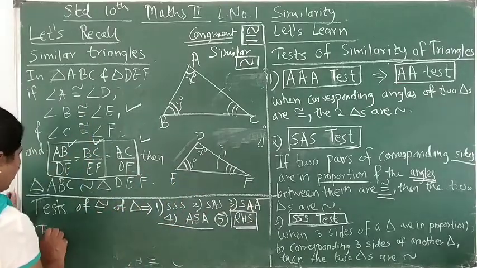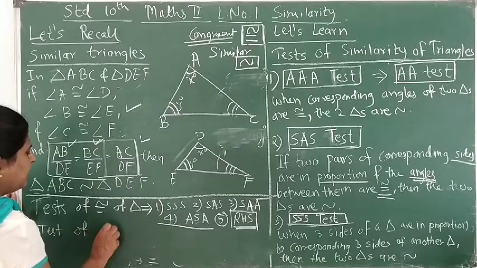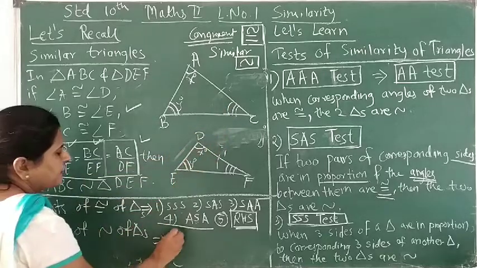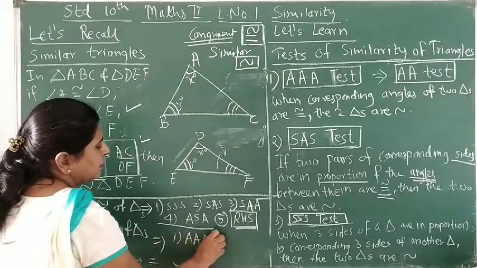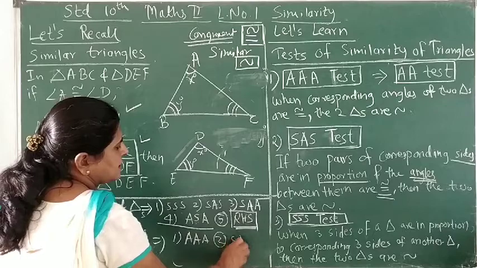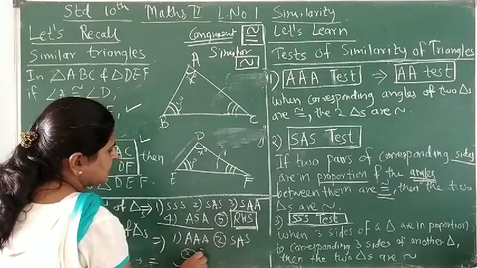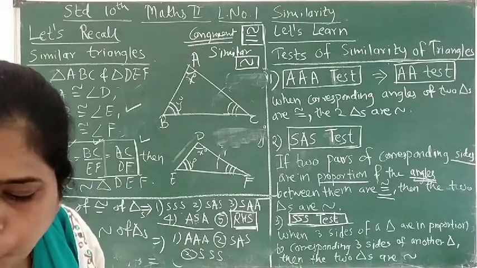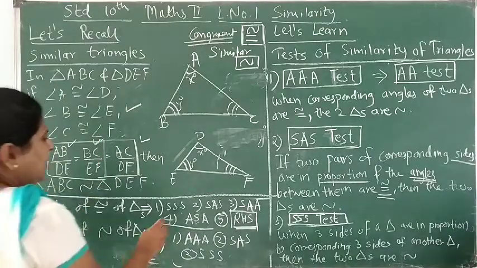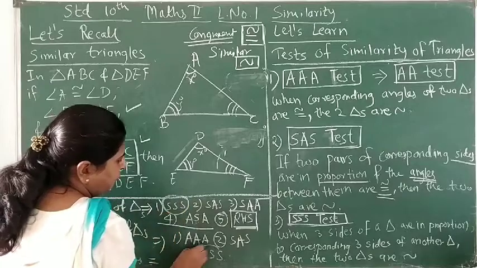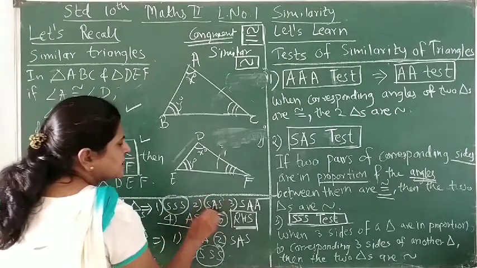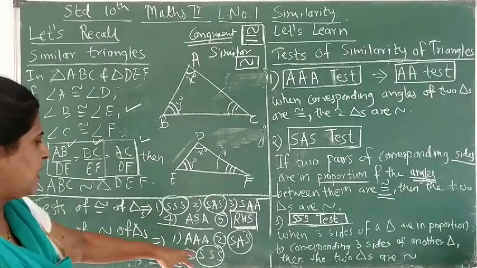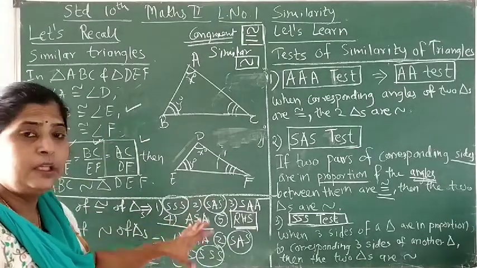And what are the tests of similarity of triangles? Just now we have seen that the first one is the AAA test, the second is the SAS test, and the third is the SSS test. So let's see which are the common tests in both. We can see that the SSS test is in both. The SAS test is also in both. So these two tests, SSS and SAS, are common in both.